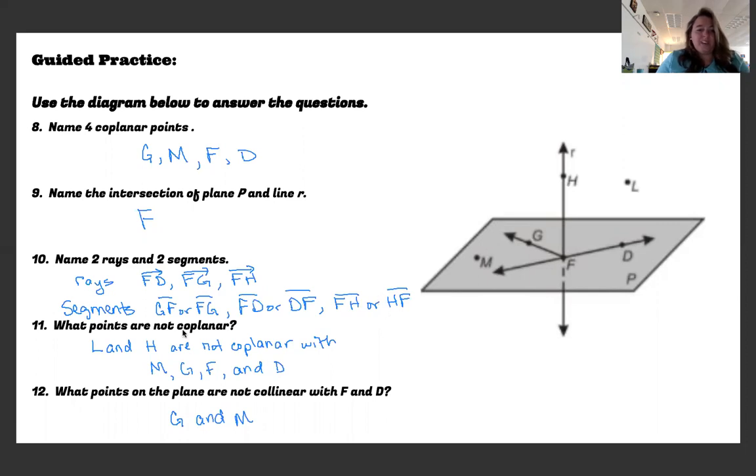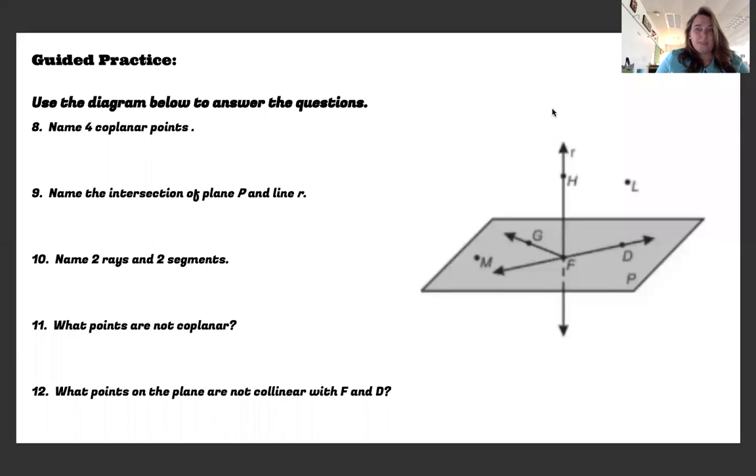Okay, what points are not coplanar? So on this picture, we have 2 points that are not on the plane that's given to us. Our plane is P, so L and H are not coplanar with the other points that are there, M, G, F, and D. And what points on the plane are not collinear with F and D? So line FD is here. The other 2 points that are on the plane are not collinear with that one. They fall on different lines. So G and M.